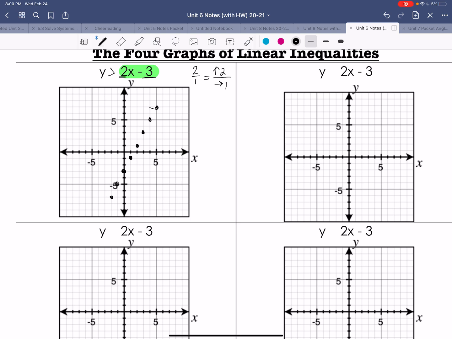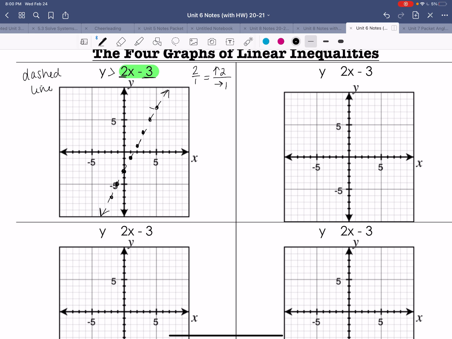And here, because this is just a greater than sign, y is greater than this line. I don't have the greater than or equal to. This is going to be a dashed line. Okay? So when I make this line, I'm just going to make it a dashed line. I'm not going to connect the dots with a solid line. Okay, that's why it's important to use a lot of points.